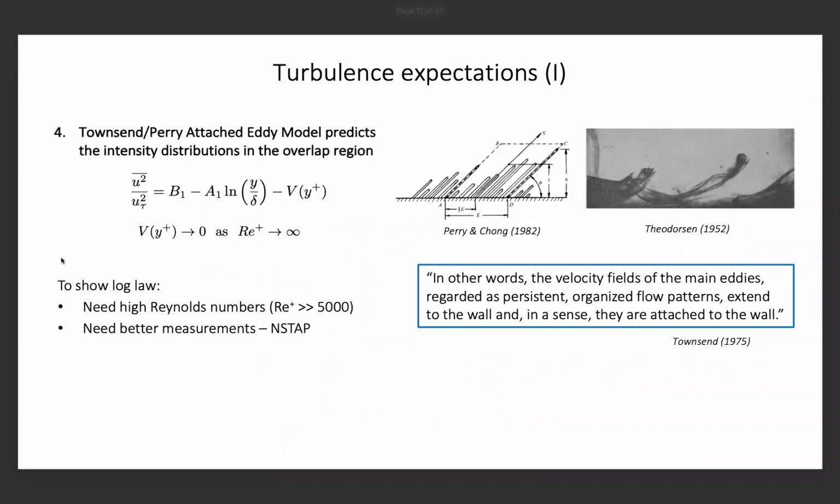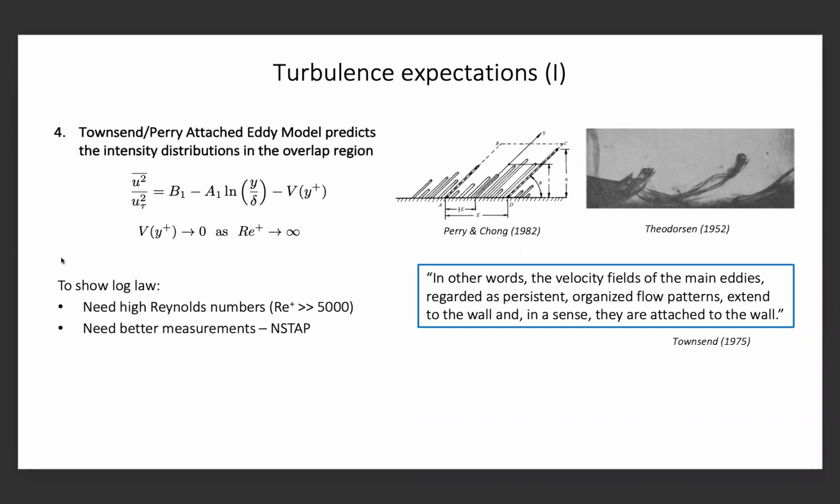What about turbulence? Here we have some expectations as well. The first expectation is that the Townsend-Perry attached eddy model predicts the intensity distributions in the overlap region. And it gives this logarithmic behavior, B1 minus A1 log of y over delta. And there is a V_y, a viscous correction term, that should go to 0 as the Reynolds number goes to infinity.